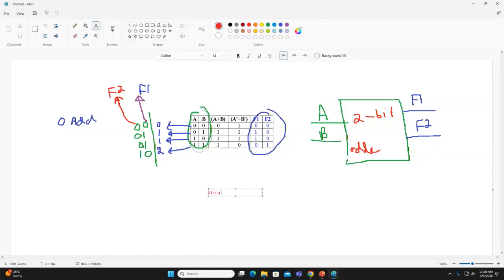It is a 2-bit adder, adding two 1-bit numbers, A and B, and the output is F1 and F2. F1 is my sum, and F2 is my carry out. Any question? So okay, this is how we do it.